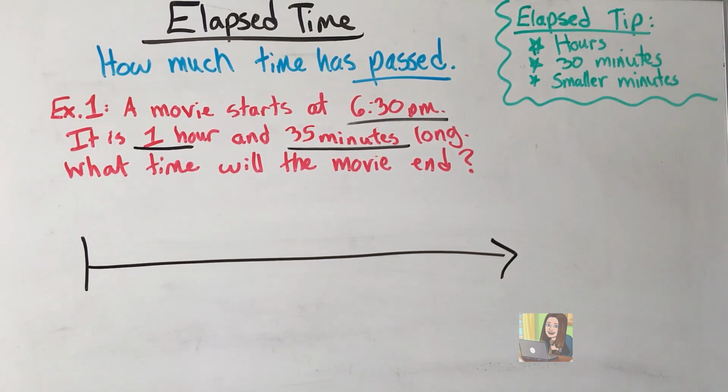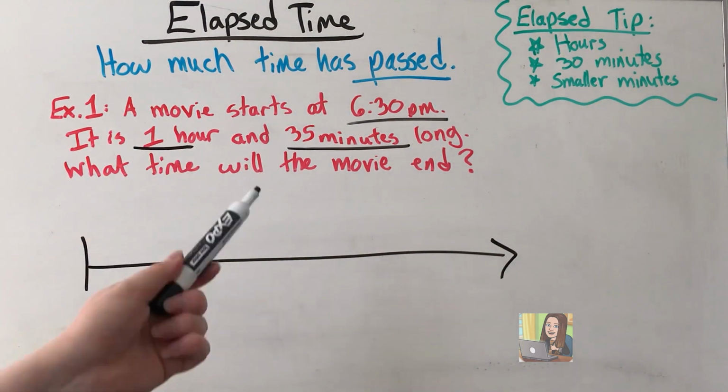30 minutes is another interval you want to be able to get used to adding and taking away. Every hour has two 30 minutes in it. 30 plus 30 gives me 60, and 60 minutes is an hour. And then we add on any leftover minutes that we haven't used yet. Let's look at an example.